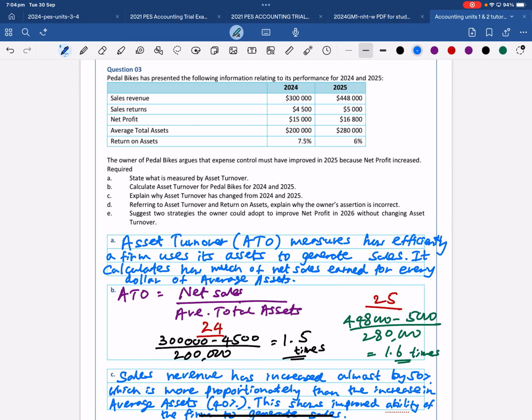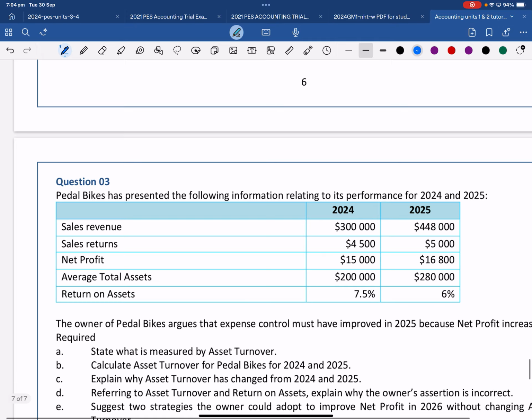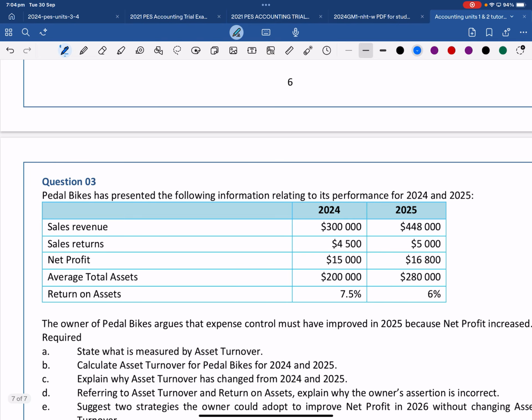Net profit has increased. What happened to the net profit, guys? Yes, increased. By about how much? Maybe 10% or more than 10%? 1800 divided by 15,000, 12%, yes? It has improved by 12%, right? See, 15,000 became 16,800. So that means the owner is correct? Net profit increased.